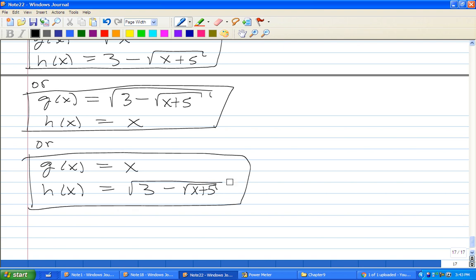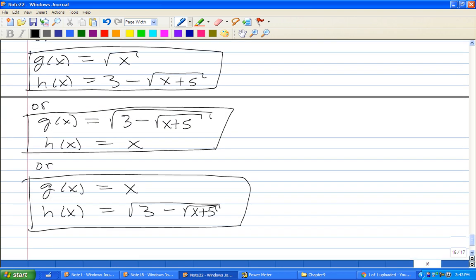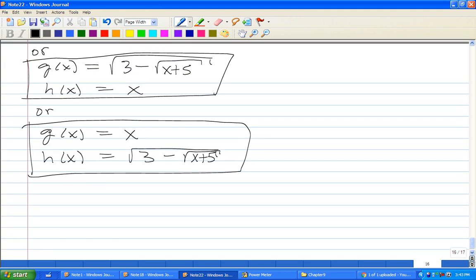So I've given you, was it 5 different ways of doing it? 1, 2, 3, 4, 5. Yeah, 5 ways. So I've given you 5 ways of writing some function as a composition of other functions.